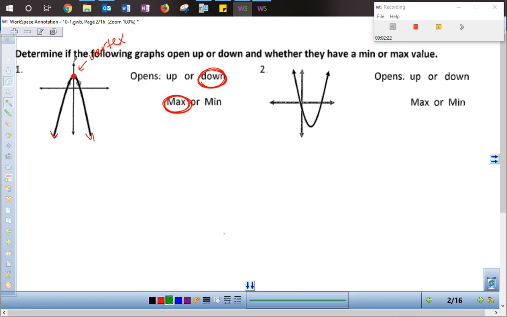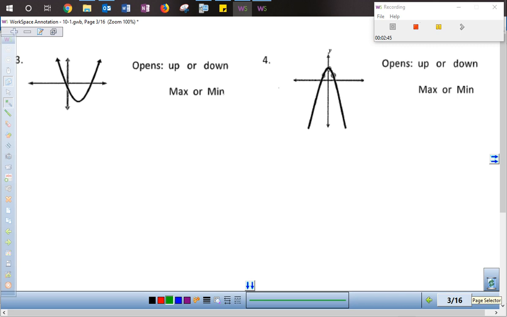On number 2, my parabola here looks like a smiley face. Since it's a smiley face instead of this frowny face over here, that means that it opens up. Now again, my vertex is where my graph changes directions. So on this graph, it's down here, which means that it is now a minimum point of my graph.